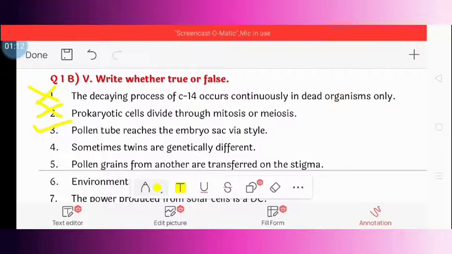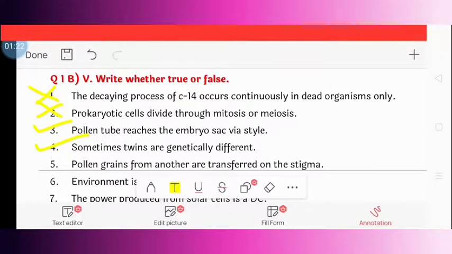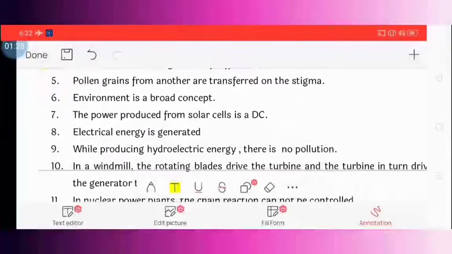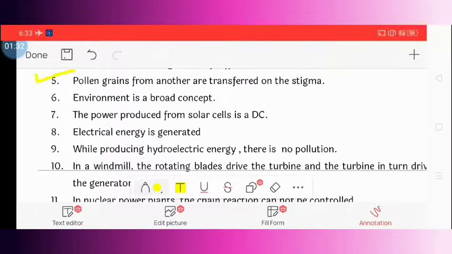Question number 4, sometimes twins are genetically different. Yes, it is also true. Sometimes twins are genetically different. Now, question number 5th, pollen grains from anther are transferred on stigma. So this statement is also correct. Pollen grains from anther are transferred on the stigma.